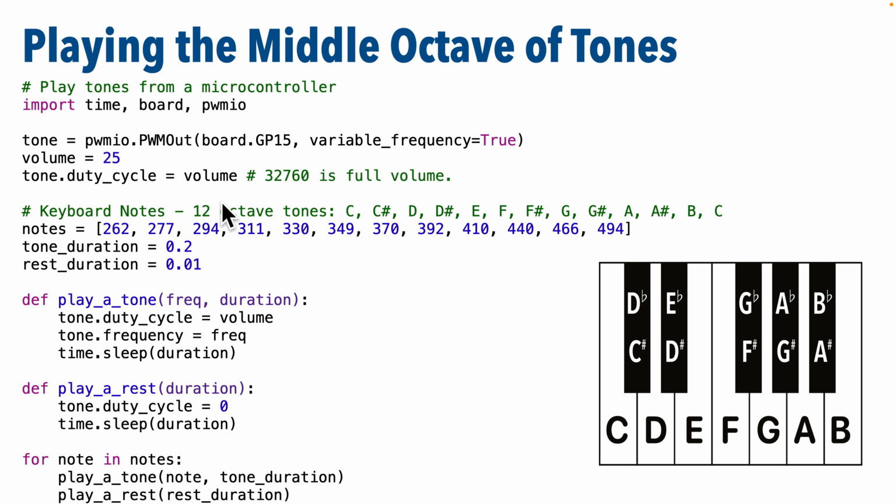Now down here I have a list of 12 integers in a list called notes. Now these are the frequencies for the 12 notes that you'll find in the middle octave of a conventional piano. So the first value at index 0 is middle C, sometimes called C4, and that has a frequency of 262 Hz.